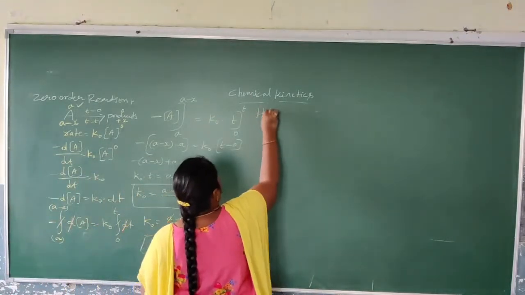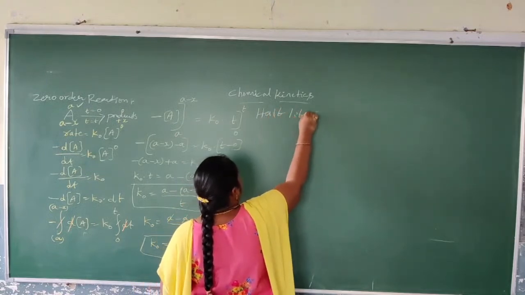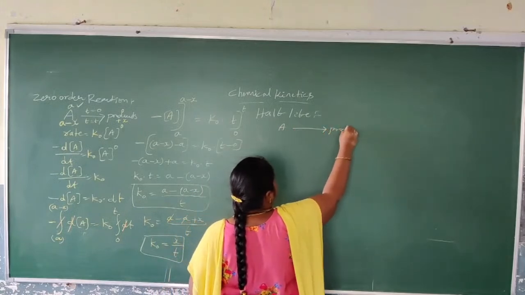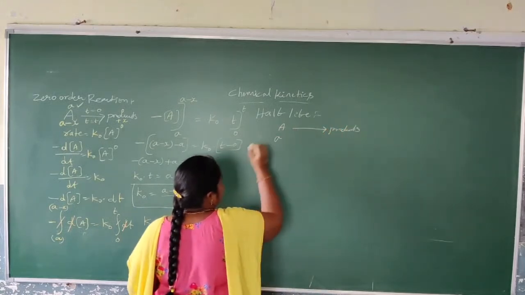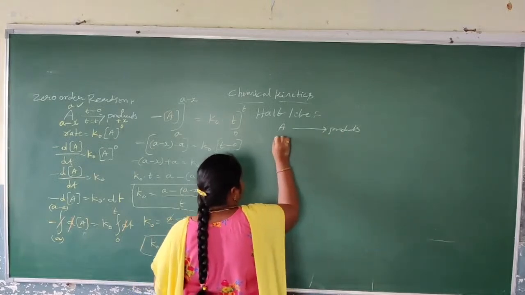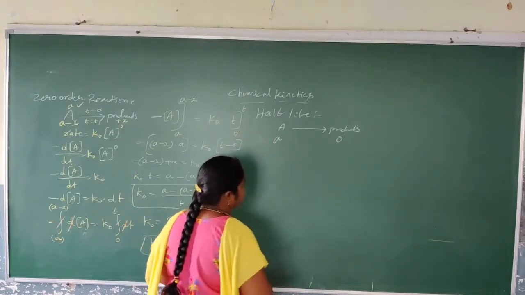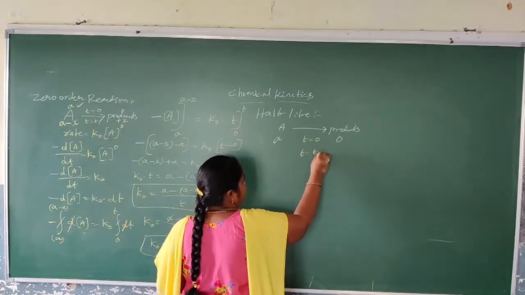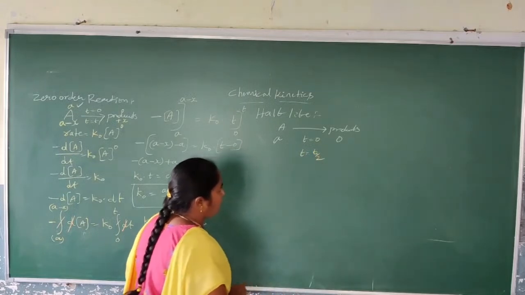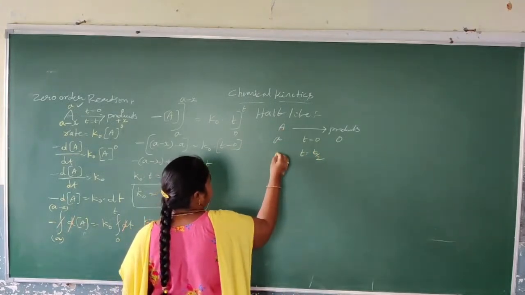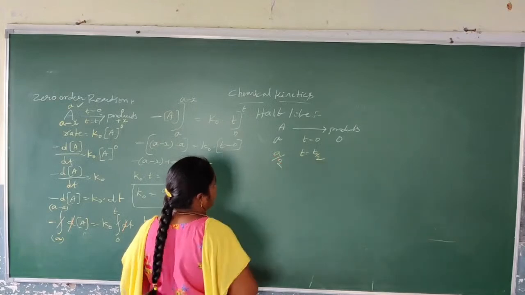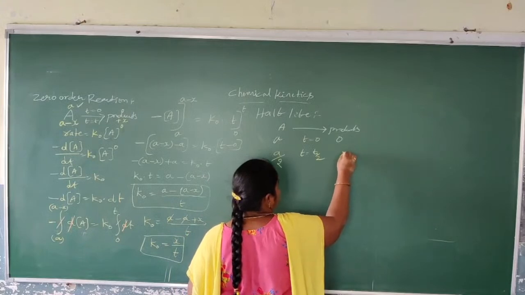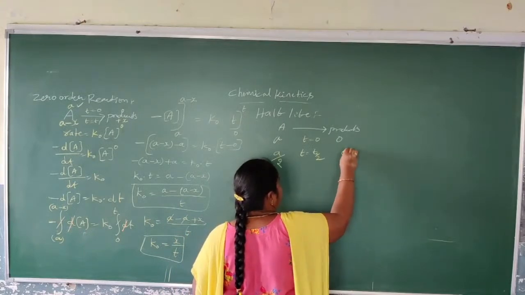And one more, half-life. See, A reactants are converted into the products. Initial concentration is A and product concentration is 0. Time is also 0. If time is 50%, that is half, the initial concentration is decreased by half, and half of the initial concentration will be formed. That is, X is also equal to A by 2.